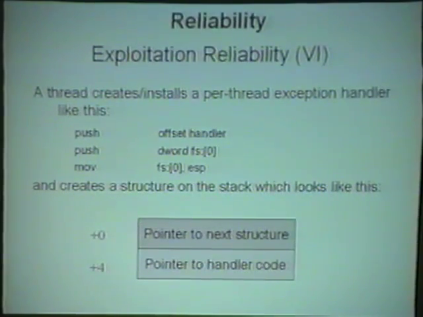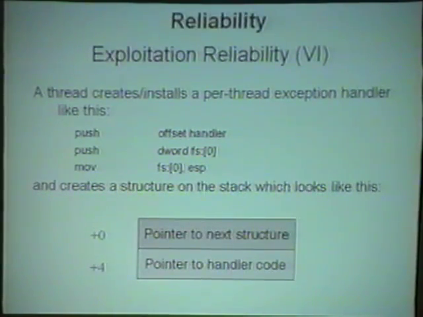And at fs:0, the first double word points to a structure of this format down here. It contains the pointer to the next structure, the next handler, and the pointer to the handler code. Now, in order for a thread to install such a handler, you just push the offset of the handler, push the double word that's at fs:0, and then move your current ESP into fs:0. This will automatically create this structure here on the stack and will make sure that you don't erase any previously installed handlers. So basically, it creates a linked list of these structures which contain a handler.